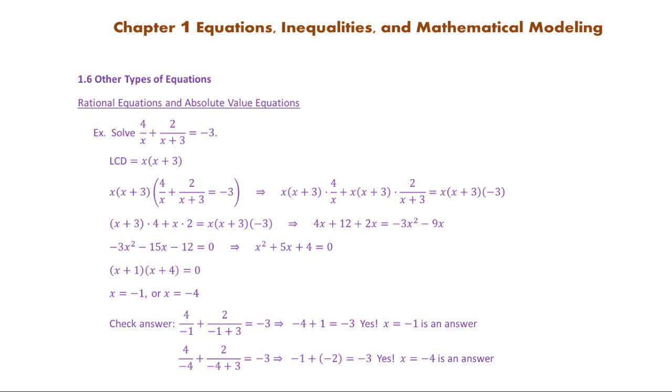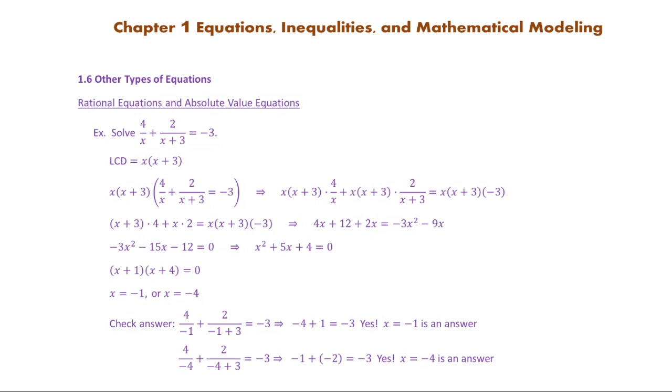Now, how about negative 4? Plug in negative 4 for x in the original equation. We get 4 over negative 4 plus 2 over negative 4 plus 3 equal to negative 3. 4 over negative 4 is just negative 1. Negative 4 plus 3 is just negative 1. 2 over negative 1 is negative 2. So we get negative 1 plus negative 2 equal to negative 3. And that's all right. So in this case, x equal to negative 4 is also a solution to the original equation. Both check. So we did not introduce any extra solutions in the original equation when we solve it. Any questions for this example?